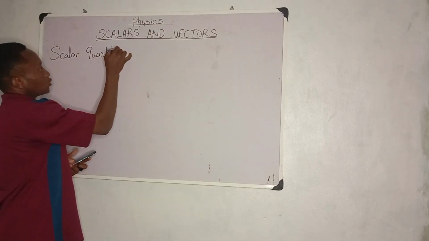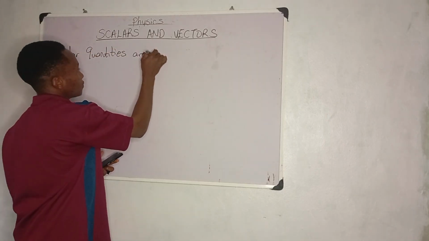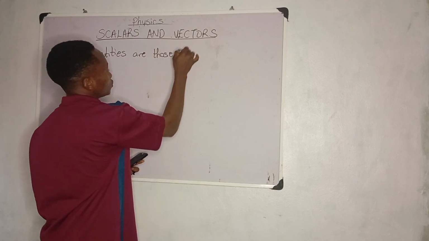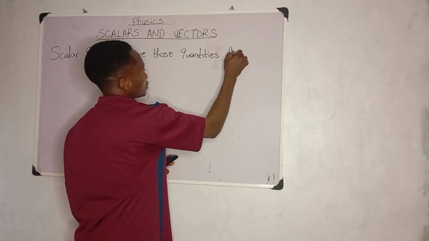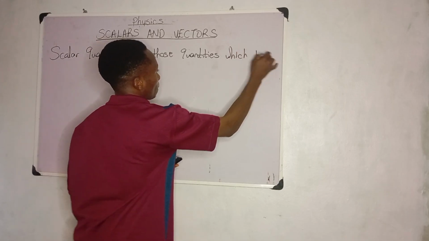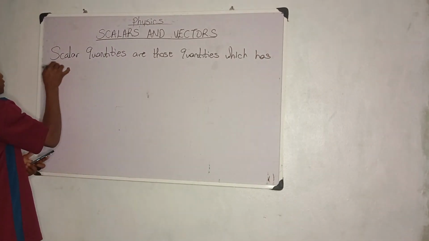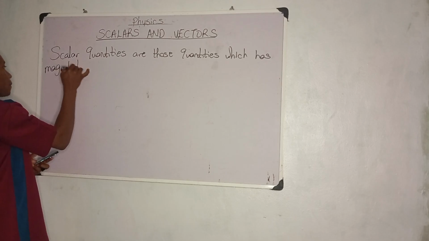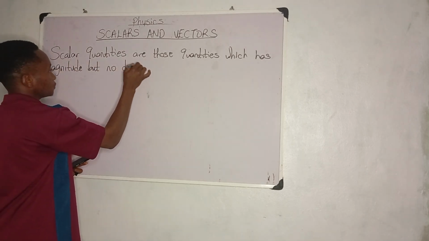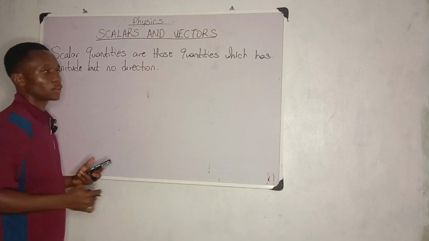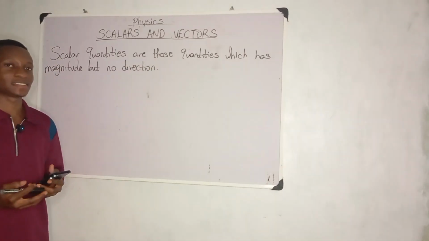Scalar quantities are those quantities which has magnitude but no direction. All right.